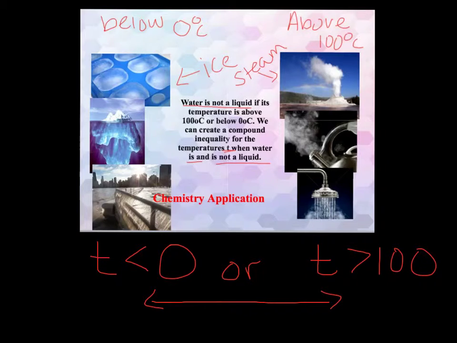And here we have 0 off to the side and 100. Use a different color. So here's 0. T is less than 0. It's going to be shaded to the left. And when T is greater than 0, it's going to be shaded to the right.